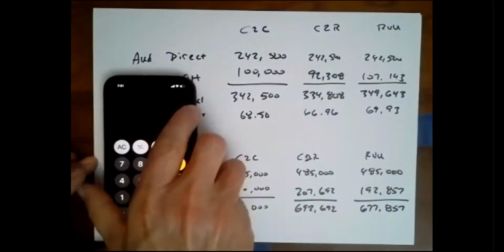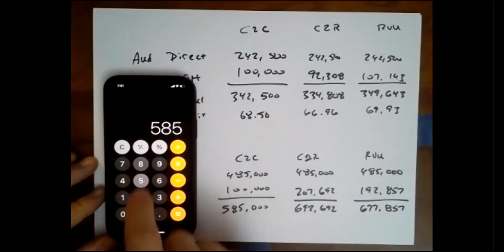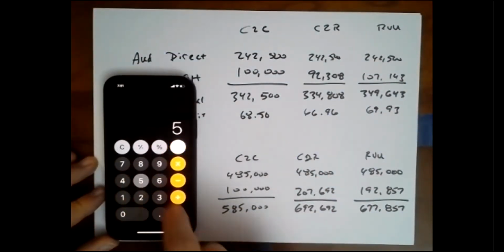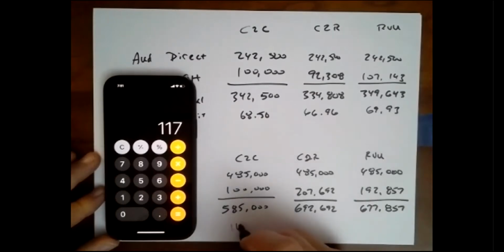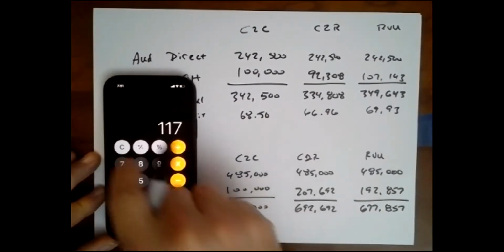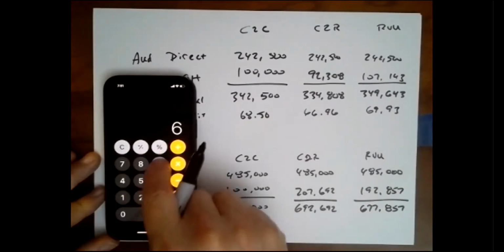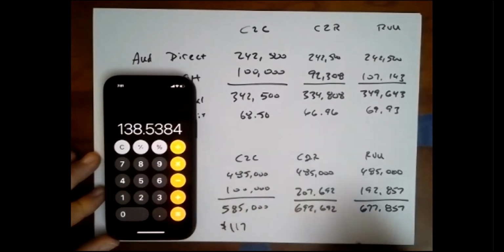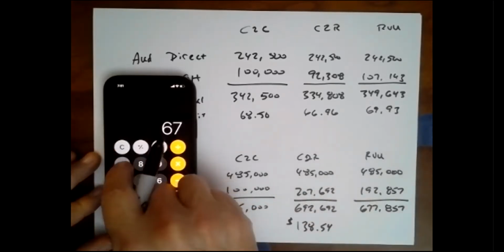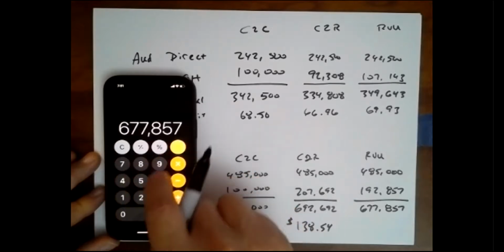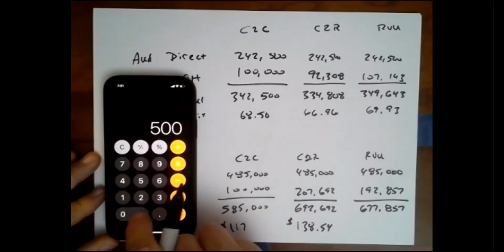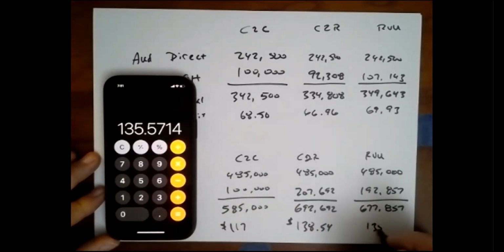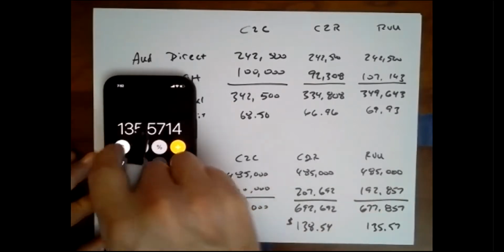Again, conveniently, we had only 5,000 visits, so 585 divided by 5 gives us $117 per visit. I dropped the 3 zeros. And then 692 divided by 5,000 gives us 138.54. And then 677,857 divided by 5,000 gives us 135.57. This might not be right.